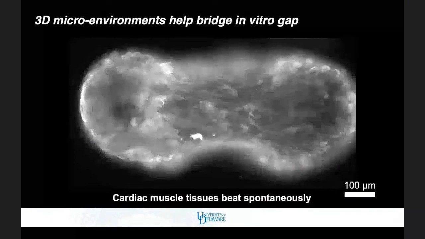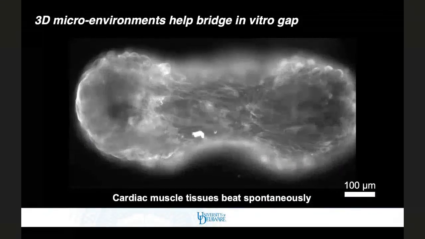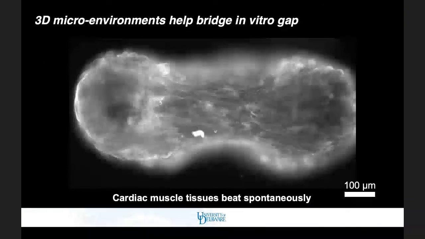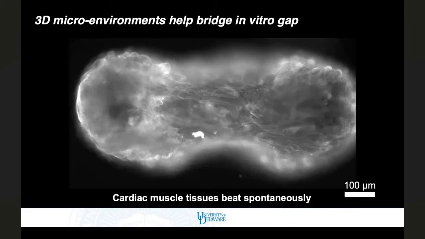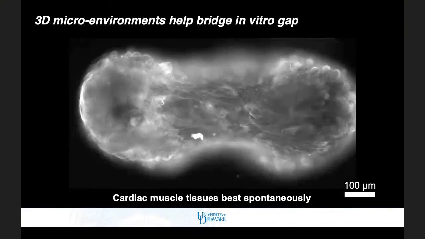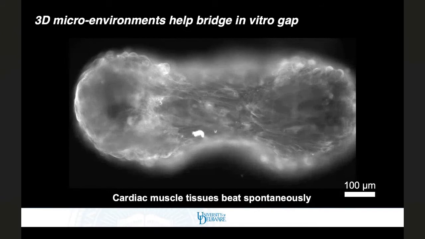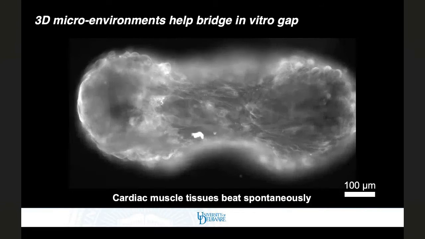But let me come back to our goal, which is to really create a better in vitro model. And 2D models will only get us so far. So I want to start by showing you guys some of the tissues that we build in my lab. These consist of 95% induced pluripotent stem cell cardiomyocytes, and 5% cardiac fibroblasts. And as you can see here, the cells actually beat spontaneously. But we can also electrically pace them with a field stimuli.